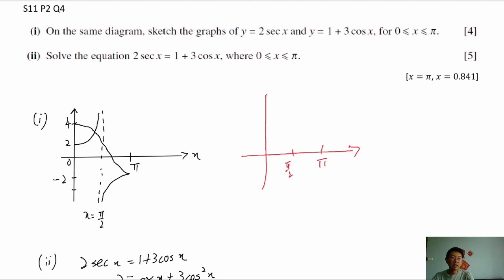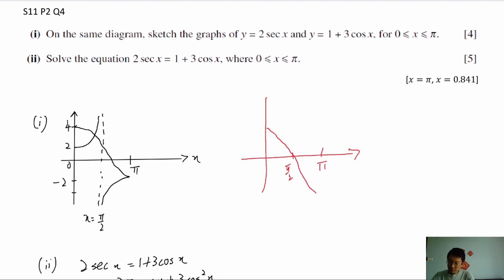What happens for the 1 plus 3 cos x is that we can first sketch 3 cos x. So 3 cos x will take the value from 3 to negative 3. So this is for the 3 cos x. What 1 plus 3 cos x means is that we just have to move the whole graph up by 1 unit. When we move the whole graph up by 1 unit, we will have something like this. So the values now will become 4 and negative 2. So these will be the values for the 1 plus 3 cos x, and this is, of course, the graph for 1 plus 3 cos x.